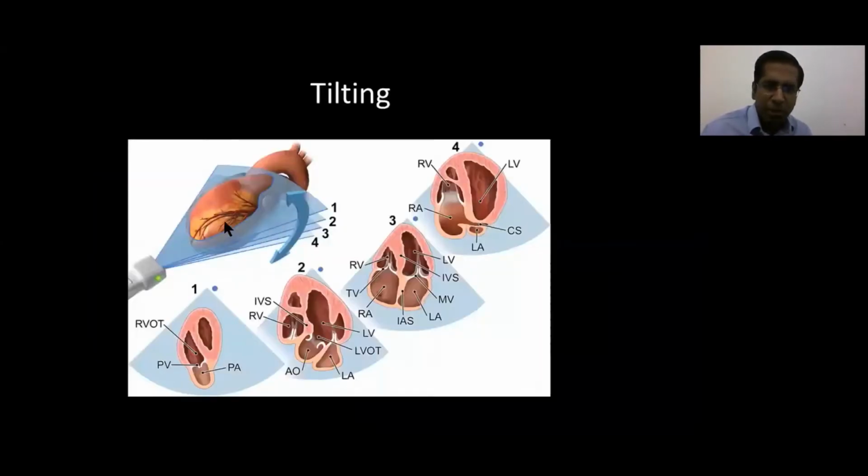So this is to show how you are tilting the probe. What you have here is the four-chamber view, and as you tilt it anteriorly, you see the aortic valve and you see the pulmonary valve.